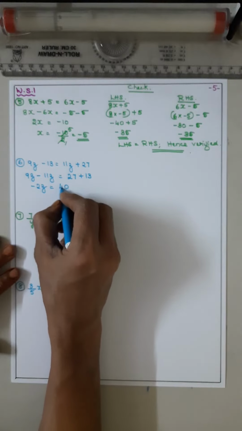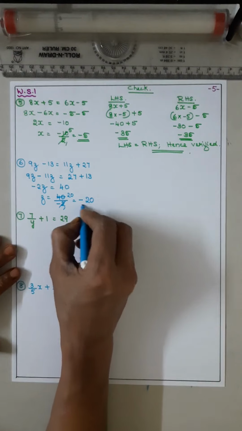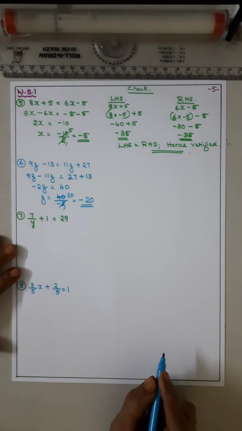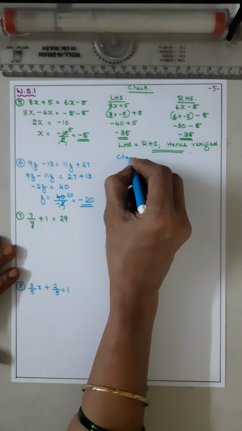2 plus 2, 4. So z is equal to 40 upon minus 2. So it will be 2 ones are 2, 20s are. So answer is minus 20. Sign is minus. Is it clear? Now coming to check.